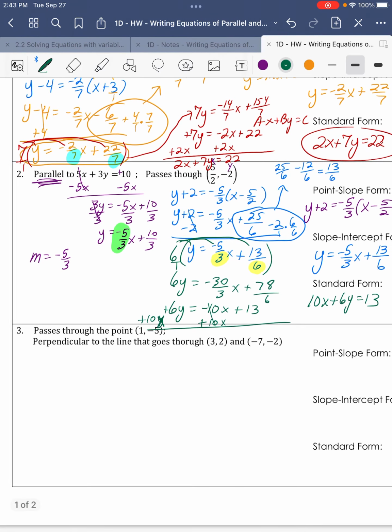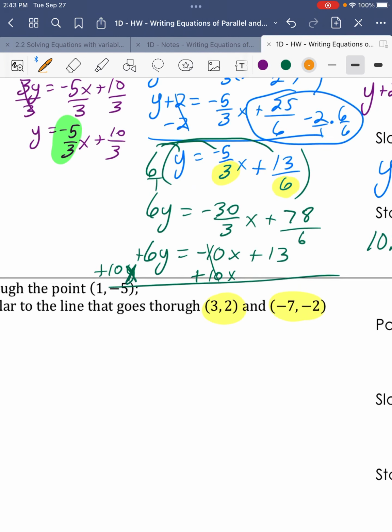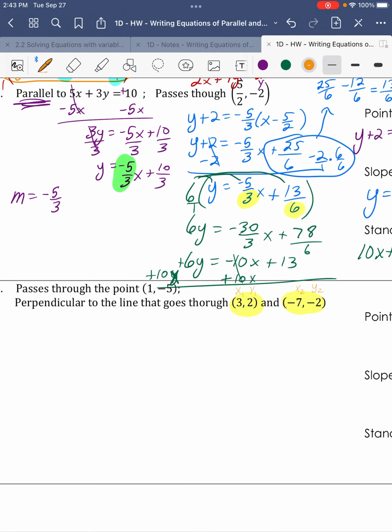And then, okay, the next one passes through the point 1, negative 5, and it's perpendicular to the line that goes through two points. So this is kind of backwards. You've got to find out the slope of those 2 points. And so how I'm going to do that is I'm going to label them x1, y1, x2, y2. So first coordinate, second coordinate. And I'm going to do the slope, y2 minus y1 over x2 minus x1.